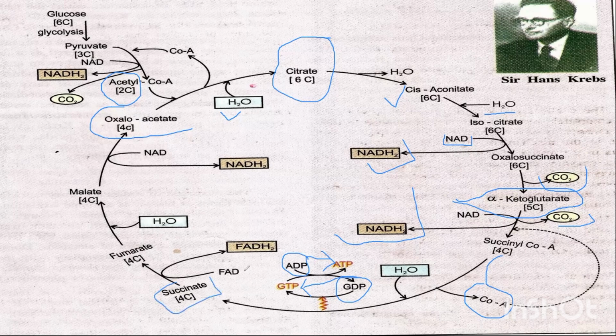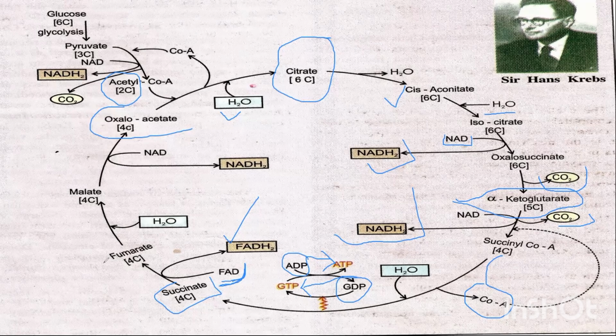Now this succinic acid again undergo oxidation, but this time no NAD. Instead of NAD, there will be flavine adenine dinucleotide, FAD. That FAD will receive the hydrogen from succinic acid, and it will be converted to reduced coenzyme FADH2, flavine adenine dinucleotide. It is reduced by using the hydrogen from the succinate, and then it will be converted to a 4 carbon fumaric acid or fumarate.